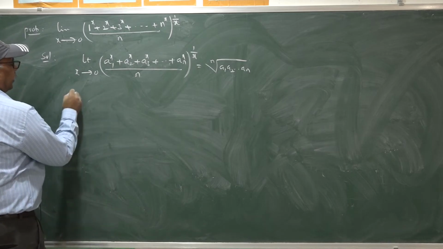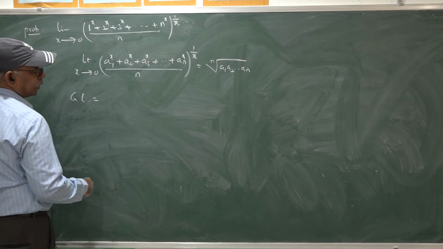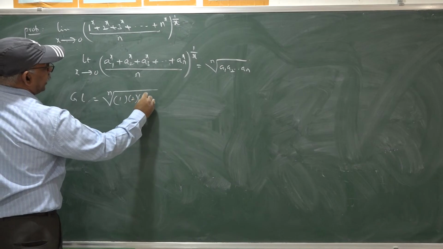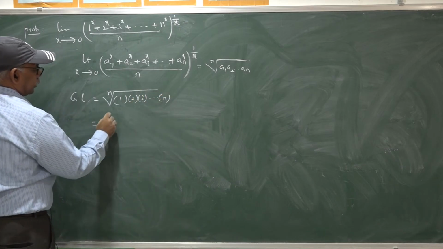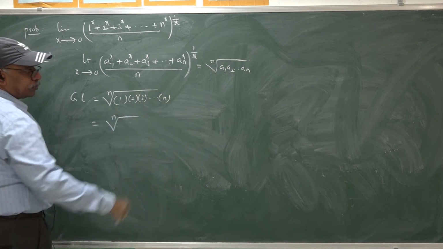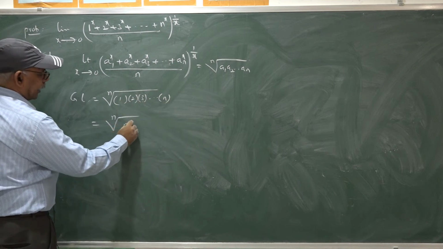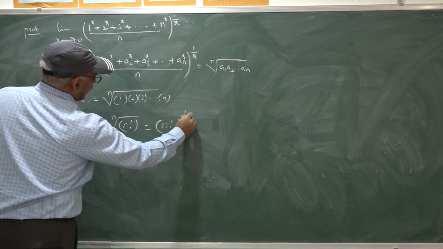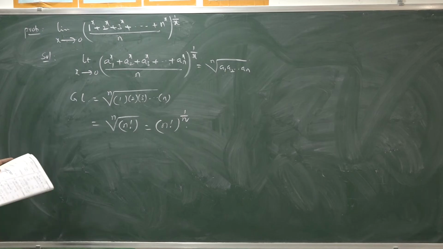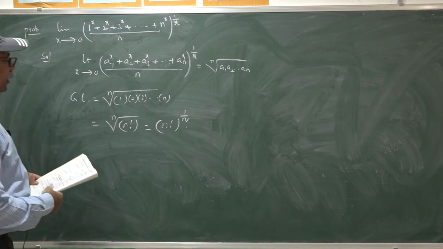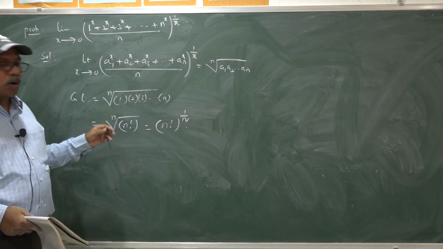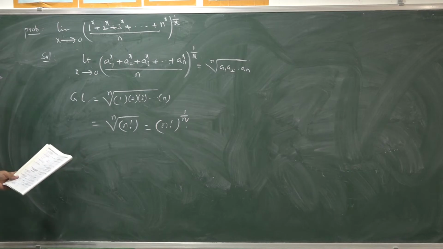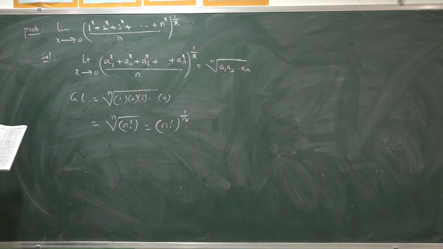So the given limit is the nth root of 1 into 2 into 3 into until n. So the nth root of 1 into 2 into 3 up to n is n factorial. You can write it as (n factorial) whole power 1 by n. So the answer may be the nth root of the product of 1, 2, 3 up to n, or the nth root of n factorial, or (n factorial) whole power 1 by n. In any form, the limit may be given.